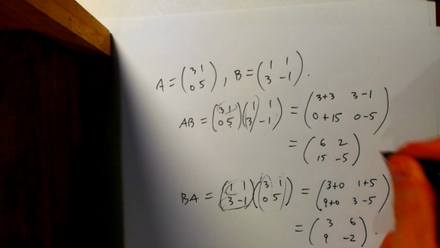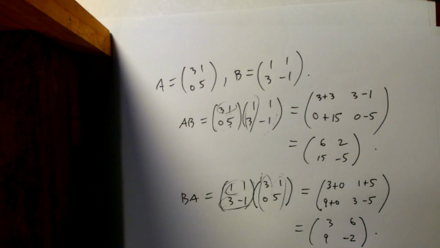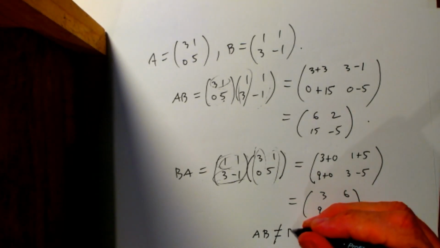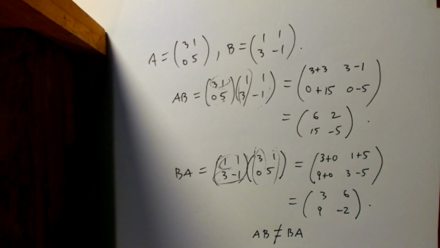Okay, so you can see these two don't agree. So we don't have AB equal to BA in this case. And in general, these two are not equal, but they could be equal in some special cases.